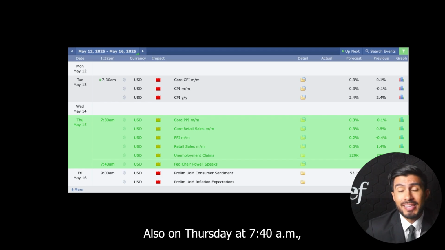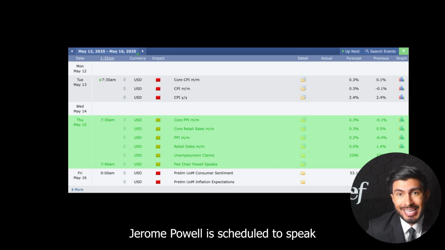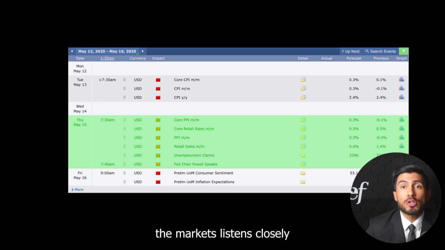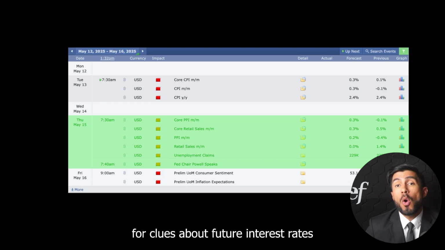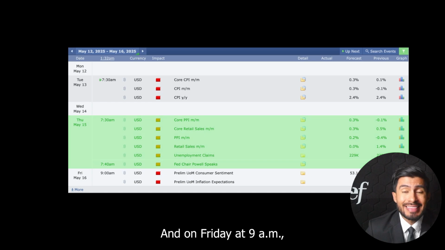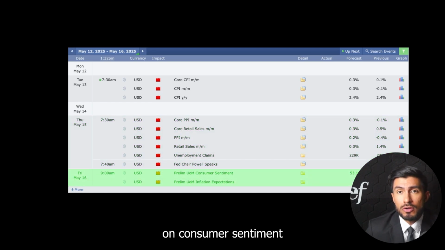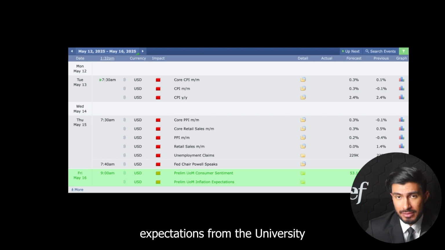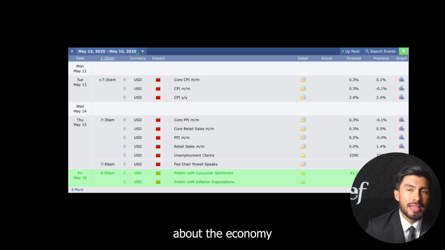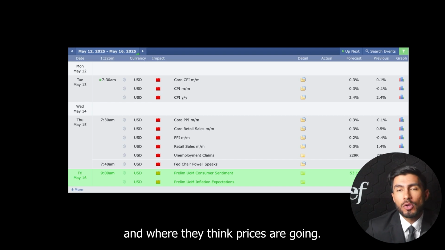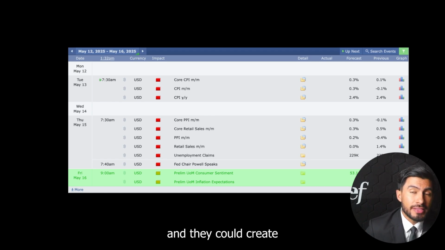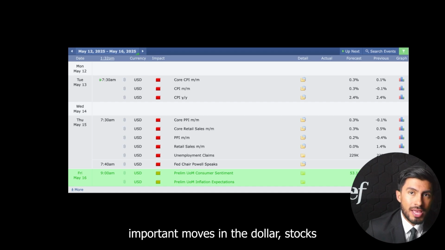Also on Thursday at 7:40 a.m., Fed Chair Jerome Powell is scheduled to speak. Anytime the Fed chair speaks, the market listens closely for clues about future interest rates or economic conditions. Be prepared for possible volatility. And on Friday at 9 a.m., we'll get preliminary numbers on consumer sentiment and inflation expectations from the University of Michigan. These help us understand how consumers are feeling about the economy and where they think prices are going. All of these events will be closely watched by traders and investors, and they could create important moves in the dollar, stocks, and even Bitcoin.